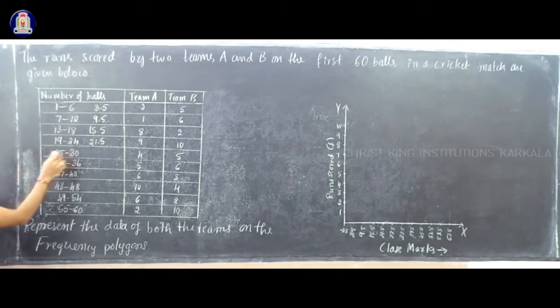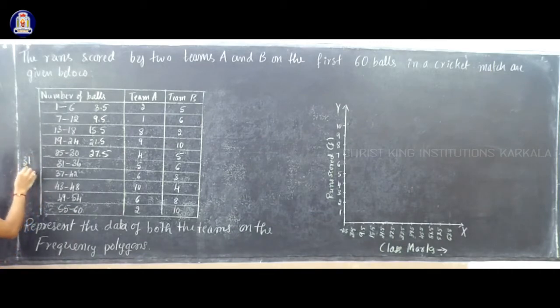Now add these two numbers. 25 plus 30 is 55. 55 divided by 2 gives you 27.5. You do all those calculations inside.